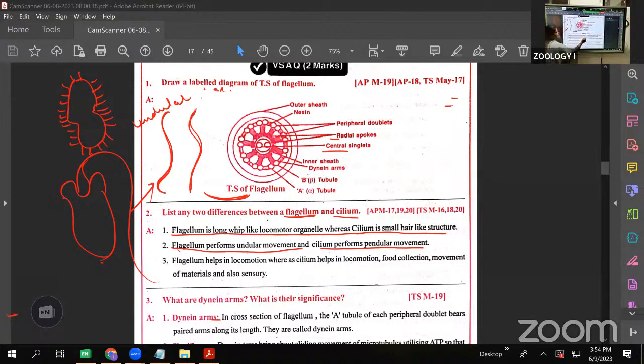What about the cilia? They have pendular movement, meaning they move right to left, left to right, like a watch pendulum. That is the cilia. Next, the flagellum helps only in locomotion, but cilia help in locomotion as well as food collection and movement of particles, and also sensory function.